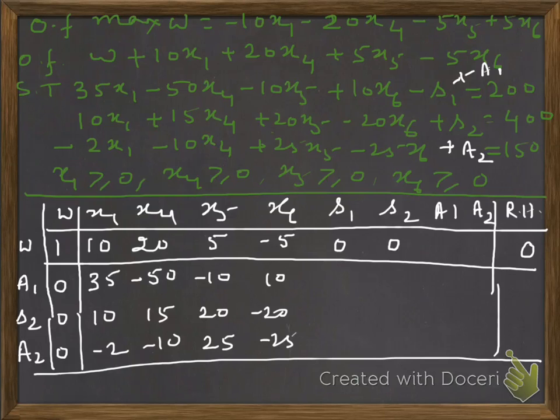Coefficients of S1: S1 is in the first equation with coefficient -1, and it is not there in the others, so 0, 0. S2 is not there in the first one, in the second one it is there, so 1, and in the third one it is not there. A1 is present in the first equation, so you get 1 here, and then 0, 0 in the other equations. A2 is present in the third, so 0, 0, 1. Right hand side values are 200, 400 and 150.